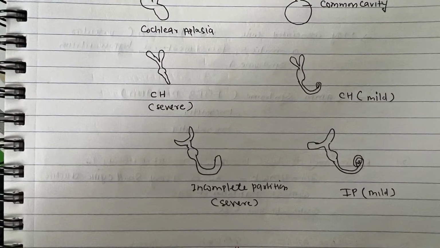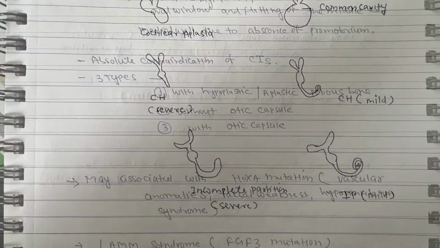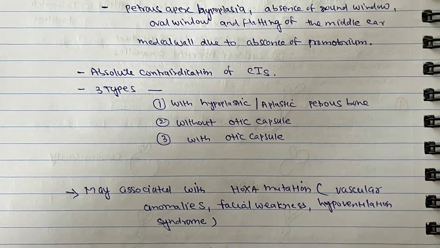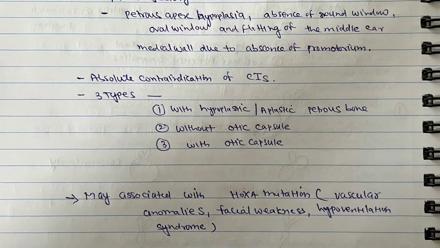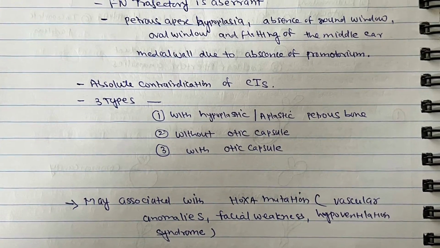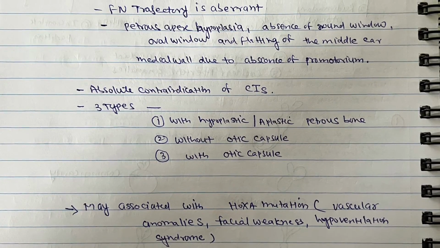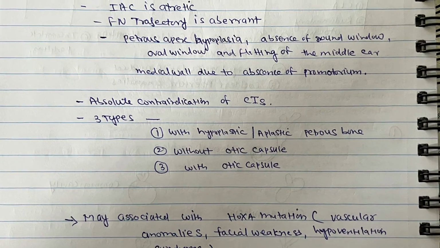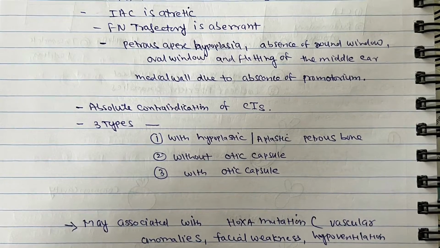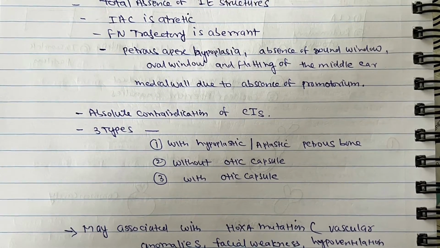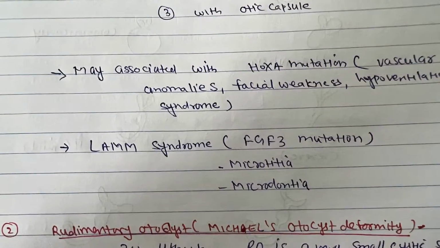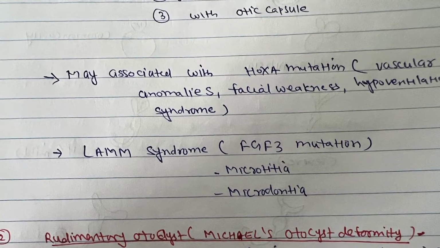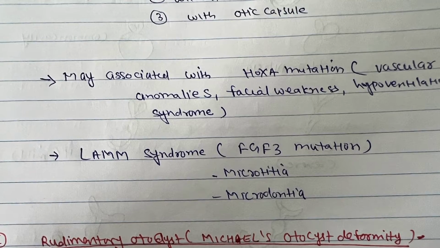It is because of arrest of development at the 3rd week. So this is the first type. There is total absence of inner ear structures. The internal auditory canal is atretic. The facial nerve trajectory is aberrant. In the petrous apex, hypoplasia may be seen. There is no development of the petrous bone. It has 3 types: with a hypoplastic petrous bone, without otic capsule, or with otic capsule. So 3 types of complete labyrinthine aplasia are there.